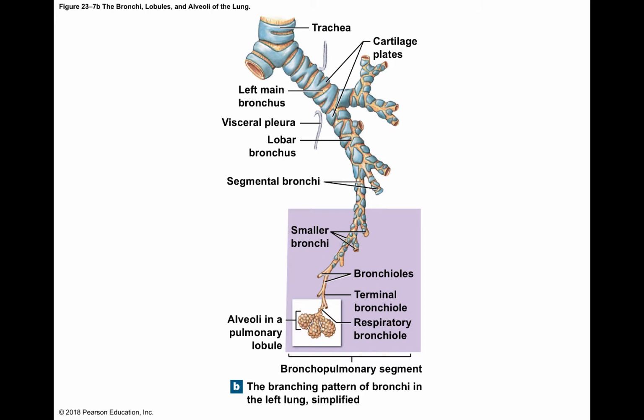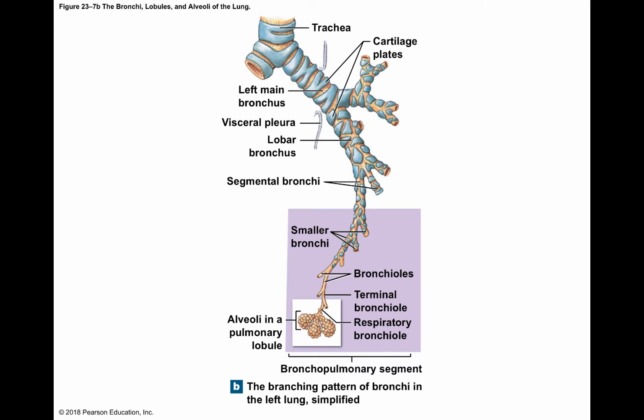The first type of bronchiole is called a terminal bronchiole, and the second type is called a respiratory bronchiole. The respiratory bronchioles have little air sacs attached to them, so they have little alveoli attached to them. Those are little air sacs. The terminal bronchioles do not have air sacs. The respiratory bronchioles do have air sacs, so that's why we name them that way. And then at the very end, we have the lobes of alveoli. So there's lobes of these air sacs that are called alveoli.